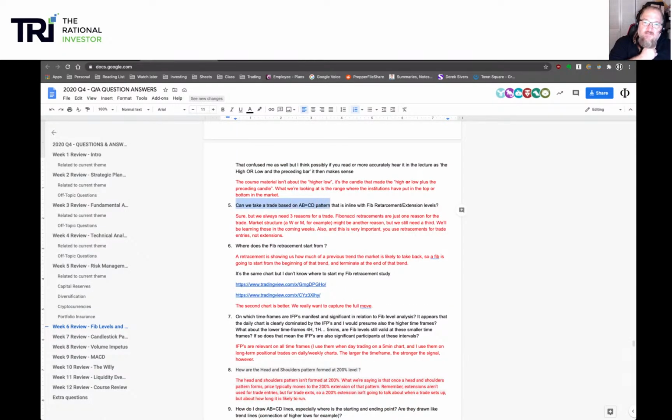Can we take a trade based on the ABCD pattern that is in line with fib retracement and extension levels? Sure, but you always need 3 reasons for a trade, right? Fibonacci retracements are just one reason. That's your location reason. Market structure, a W or an M, for example, or descending triangle or whatever, is another reason. That's your market structure reason. But you still need a third. We'll be spending the next few weeks learning about the third category of reasons, our momentum reasons.